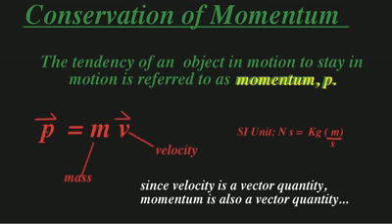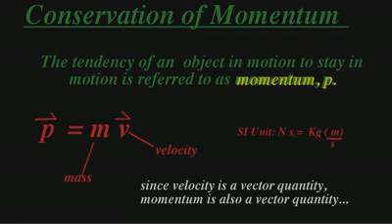Momentum as an equation is the mass times the velocity, velocity being a vector quantity, then momentum is also a vector quantity. The SI unit would be a Newton second. Not too traditional there, but it's because it's a kilogram meter per second. So we know that a Newton's a kilogram meter per second squared. If we multiply that by a second here, then we get this unit there.